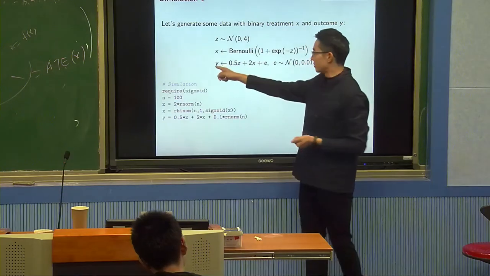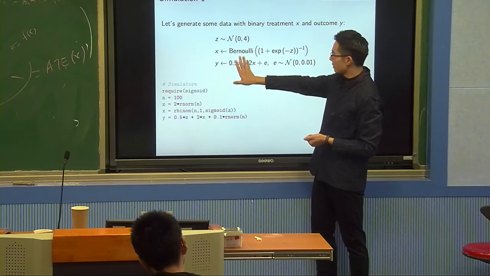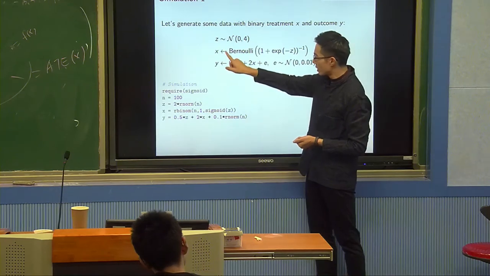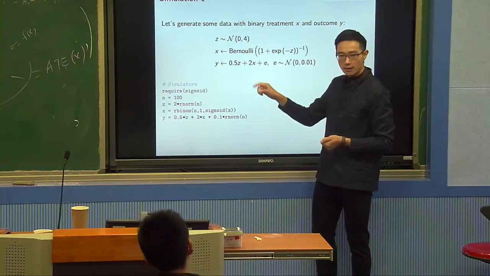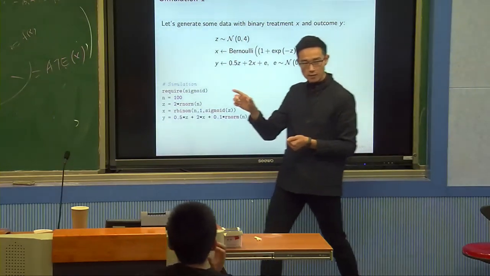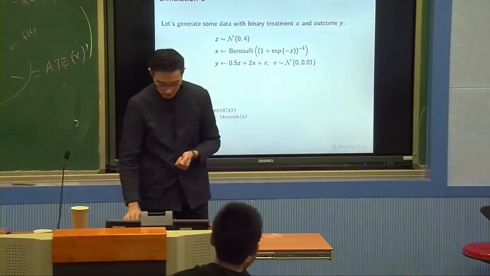Question is, can I directly run the regression line? Can I forget about Z? If I forget about Z and directly regress Y on X, then I get a biased result because there's a confounder Z, right? It's very simple.